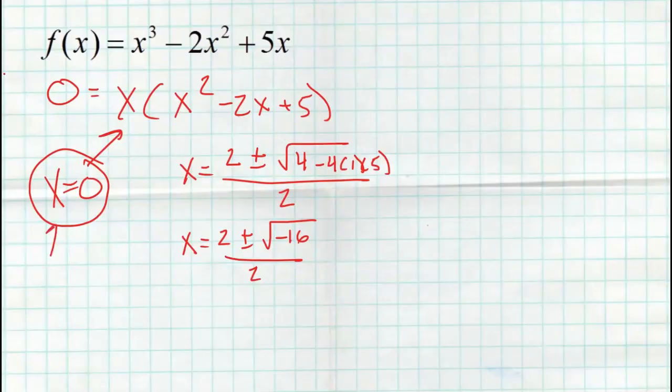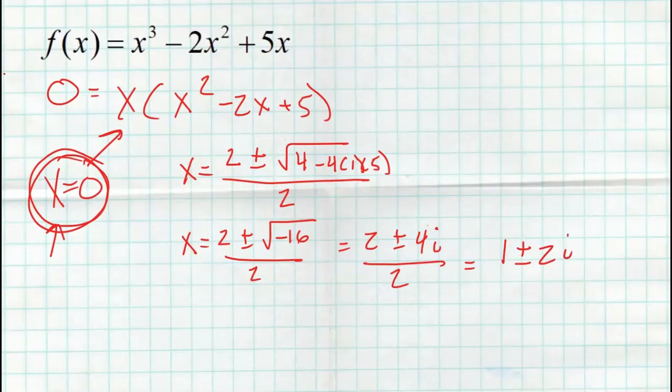I still have this real zero right here of 0, but from this remaining quadratic, I have no real zeros. But again, I could separate that 16 into a negative 1 times 16. So the square root of 16, everybody knows, is 4. The square root of the negative 1 is i, and I get 2 plus or minus 4i all over 2. And that's going to be 1, 2 divided by 2 is 1, and 4 divided by 2 is 2i. And there are my other 2 complex zeros: 1 plus 2i and 1 minus 2i.